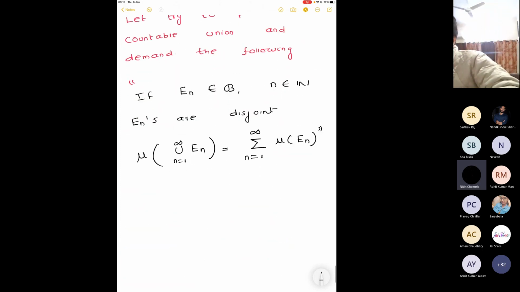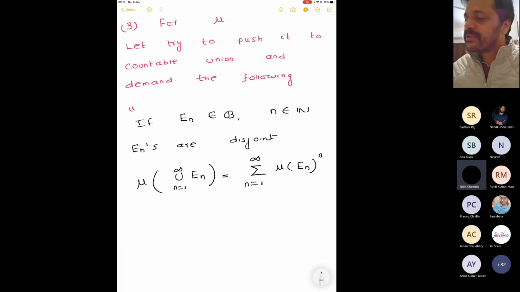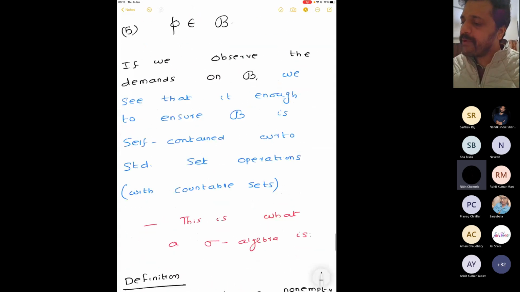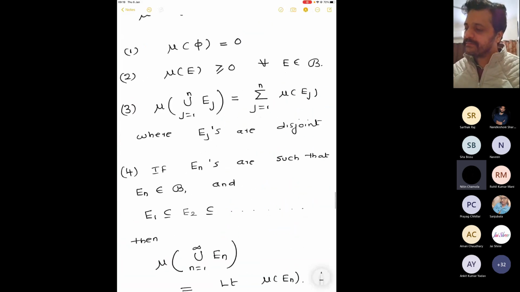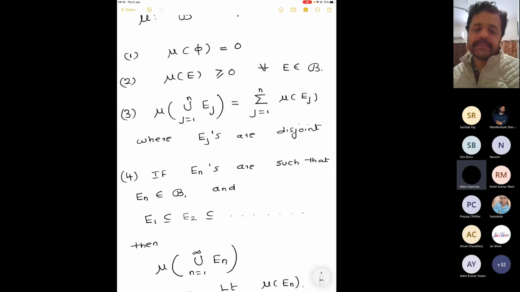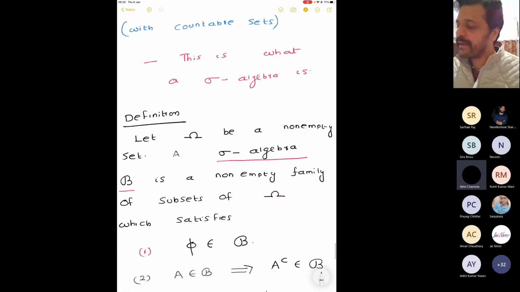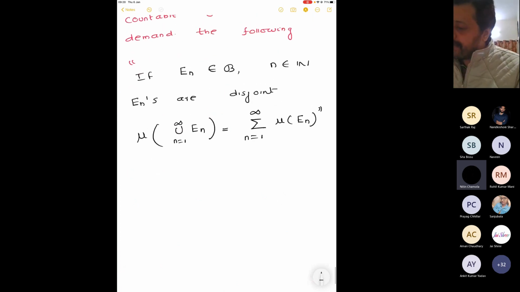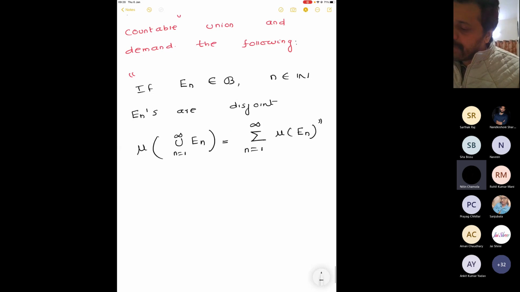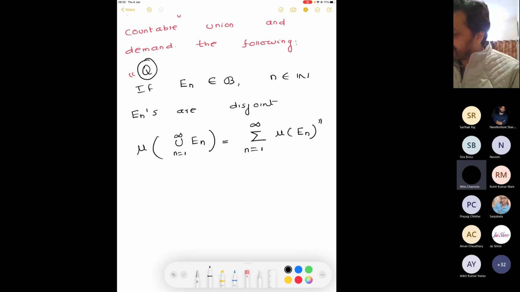So please cooperate. Yeah. So 3 talks only about the finite union. And the underlying basic principle is that the measure of the whole is equal to the sum of the measures of the disjoint parts, a finite number. That I am trying to push to a countable number. Let us see what happens. I will call this Q. This is a question. Let us examine Q.